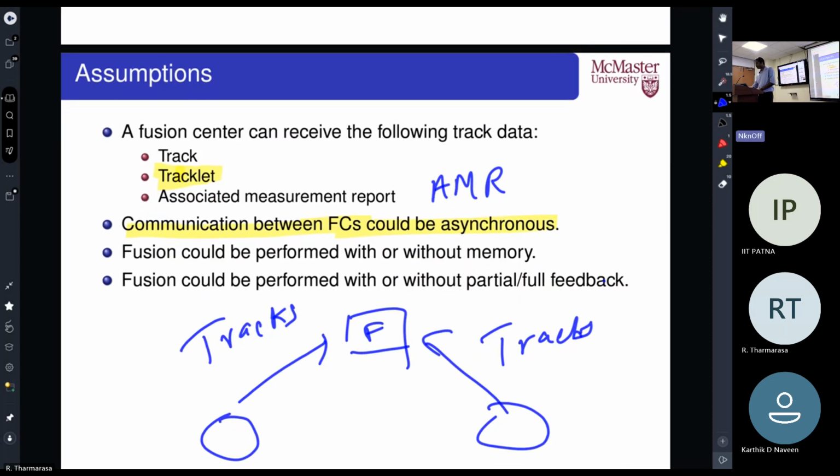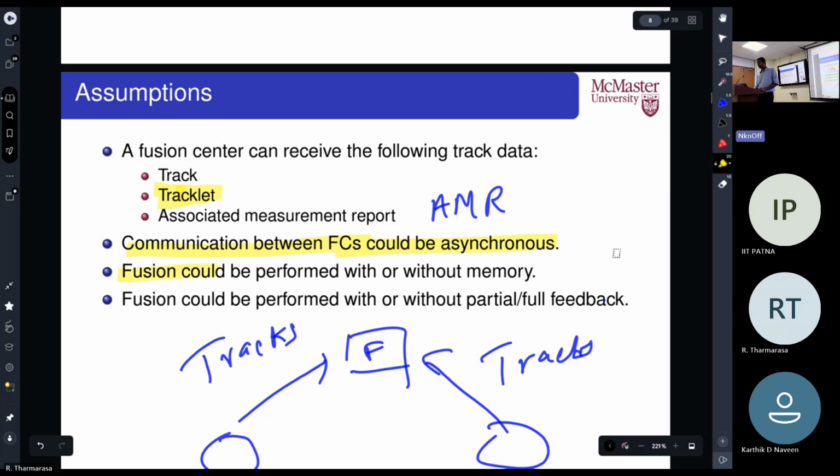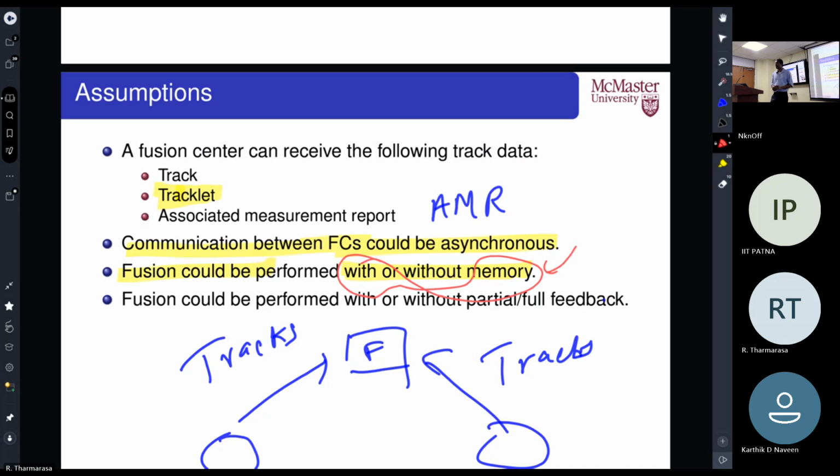And I will spend some time on this as well. Fusion could be performed with and without memory. As I mentioned, the fusion itself is a harder problem. One hour is not enough to handle everything, but at least I will introduce the problem, then you can go and read more on that. So this is one of the problems, with and without memory. I always implement with memory, but if you want, you can implement the other as well, but I will talk about that. The other one is, this could be done with and without feedback.